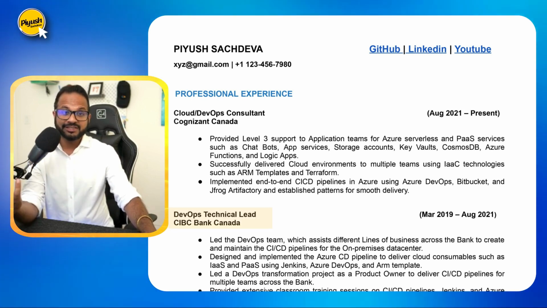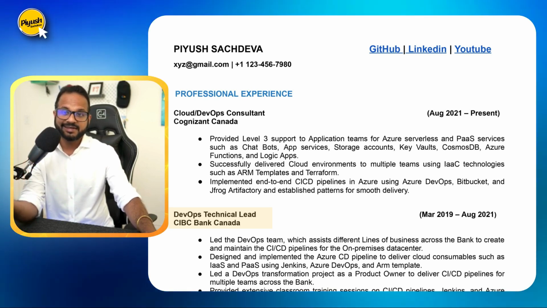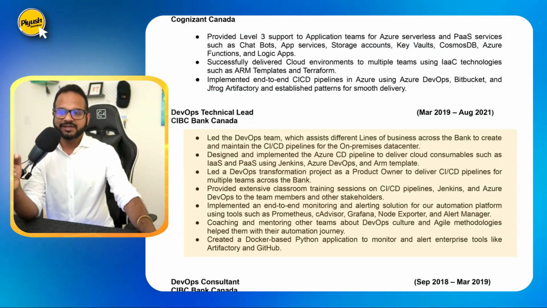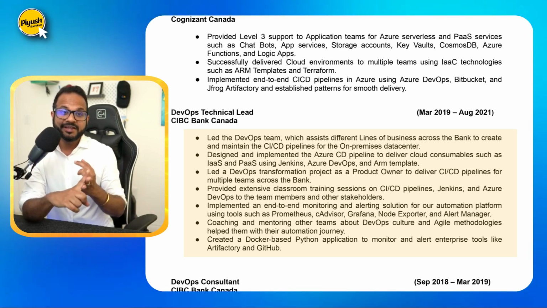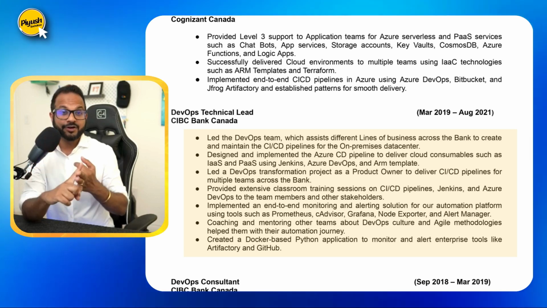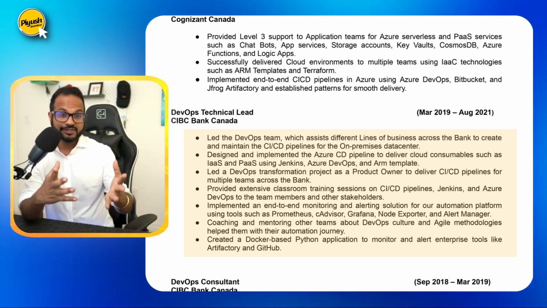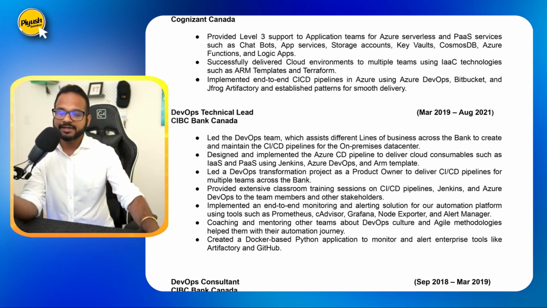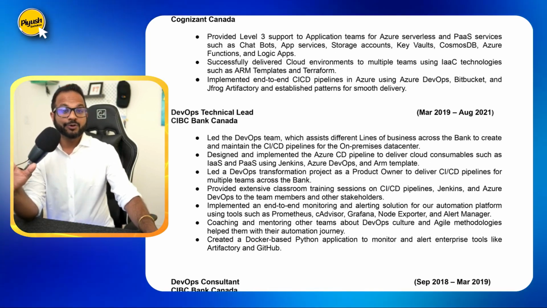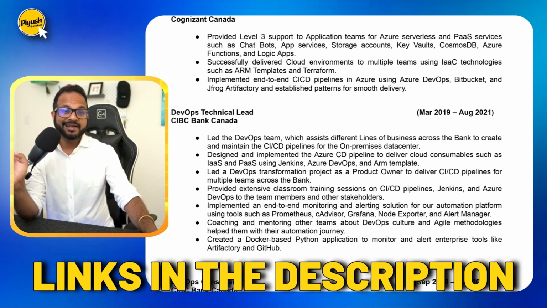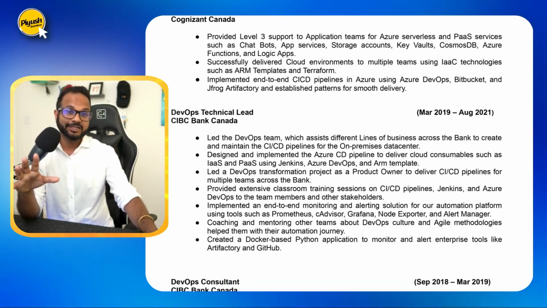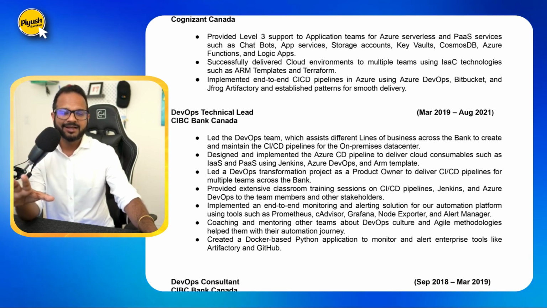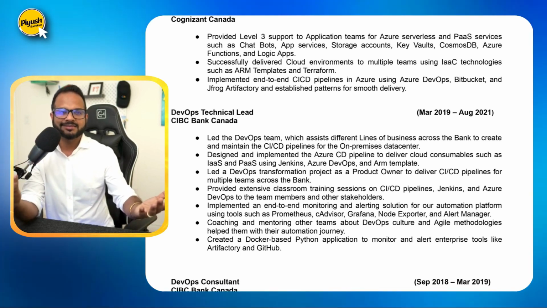So the next position that I had was with CIBC Bank Canada, as a DevOps tech lead. So I have highlighted all the points where I have implemented solutions, led the delivery of projects end to end, worked as a product owner for a transformation program, and so on. So all the details are here. You can have a look. I'll upload the resume in my GitHub repository and the link is in the description section below. So feel free to download it and make changes as per your skill and experience. Please do not just use it as it is, else it won't make much sense.